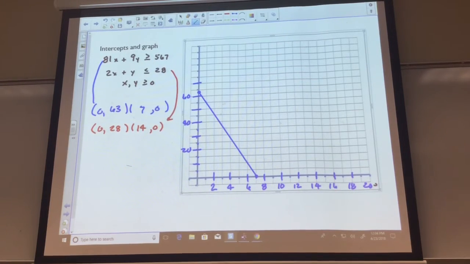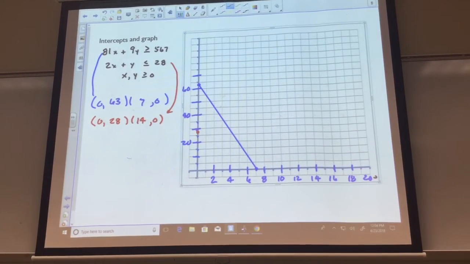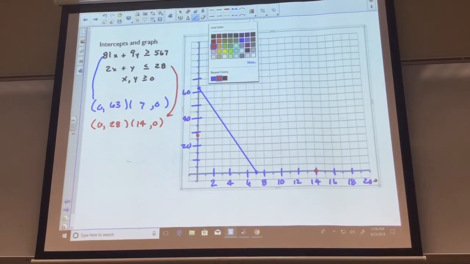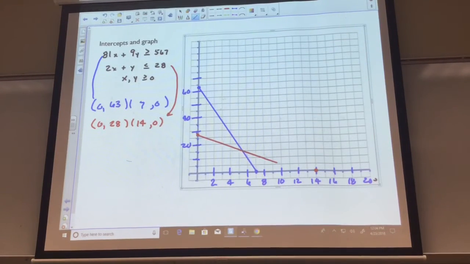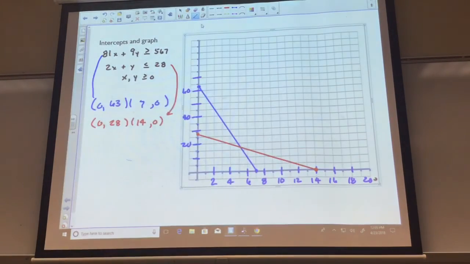0 and 28, in there somewhere. 14 and 0, out here somewhere. Now I need a line. I want it to be red. Notice what happened.